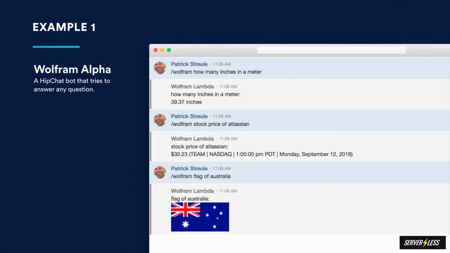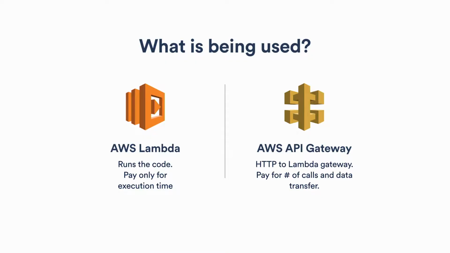So my first example that I want to show you is a small bot I wrote for HipChat. It's a Wolfram Alpha integration. Not sure if you're familiar with that. It's pretty much a knowledge search engine. So that bot tries to answer any questions you have. A couple of real examples here: it can answer how many inches there are in a meter, or the stock price of Atlassian, or the flag of Australia. Anything you don't know, you can ask the bot. Maybe you get a reply.